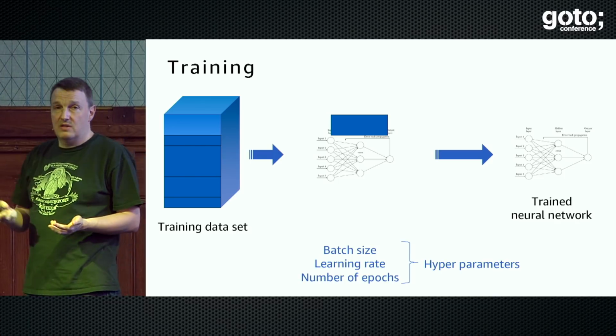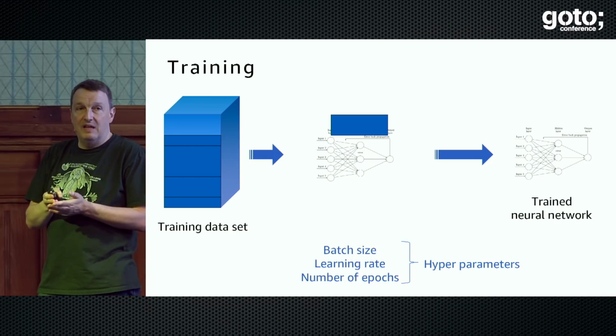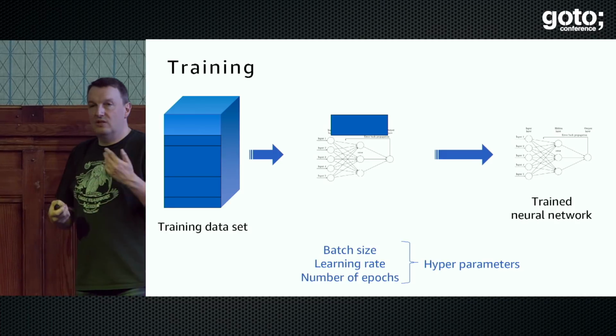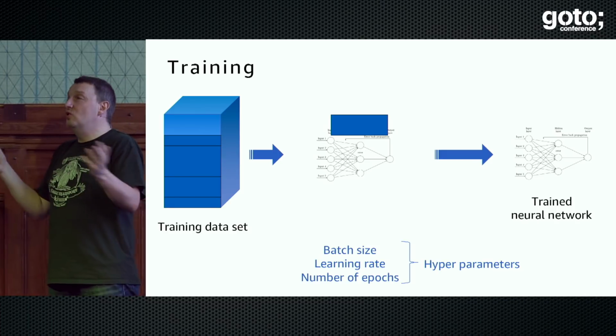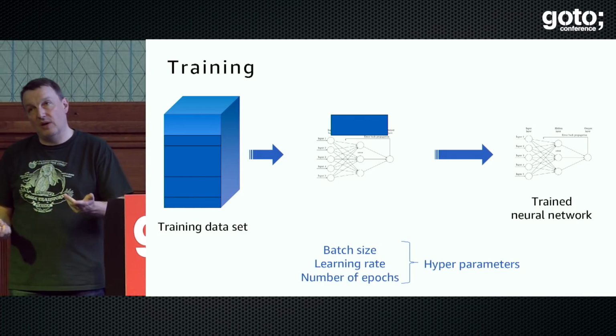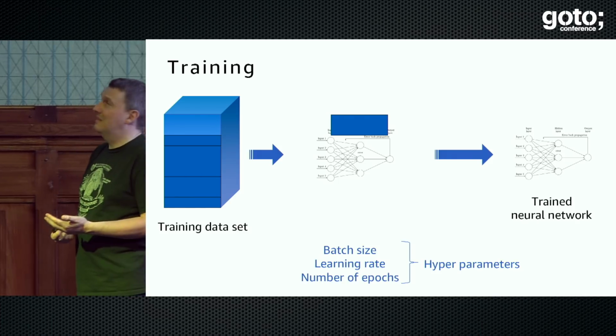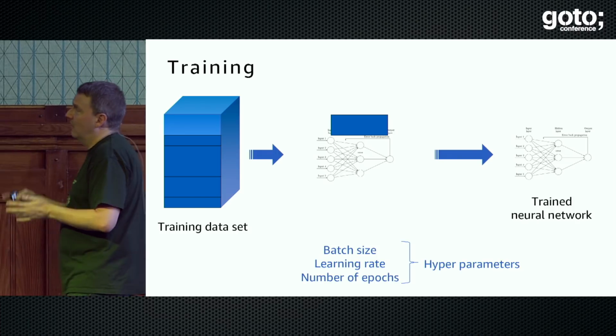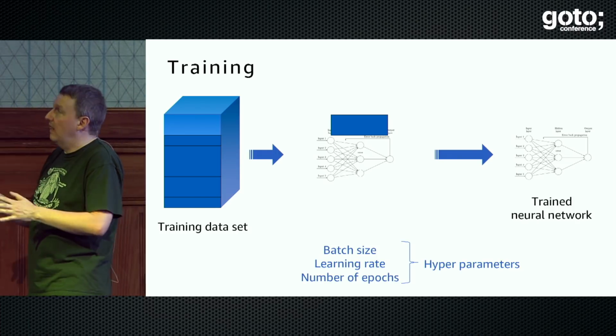So batch size, obviously, right? If you have very tiny batches, you train pretty slow, right? If you have huge batches, you might train faster, but you don't get so many shots at backpropagation. So it might not converge very well, so you need to find the right middle value here.